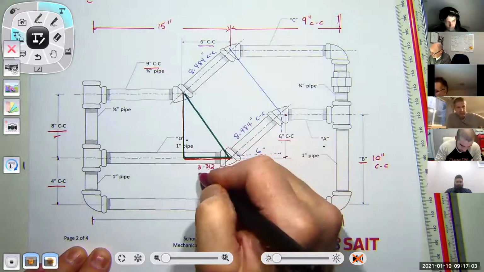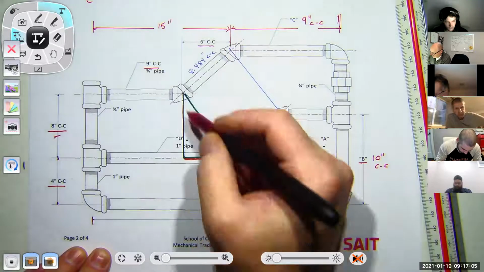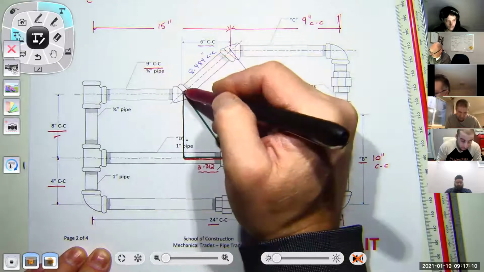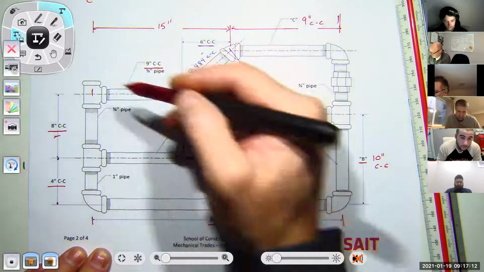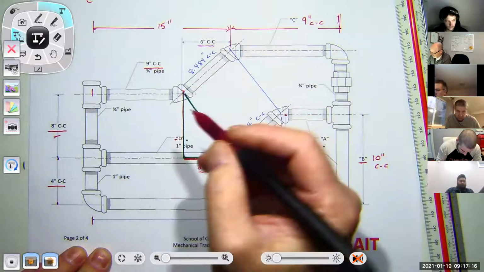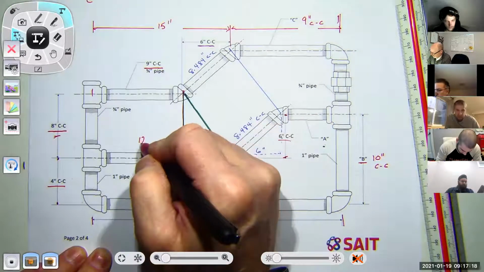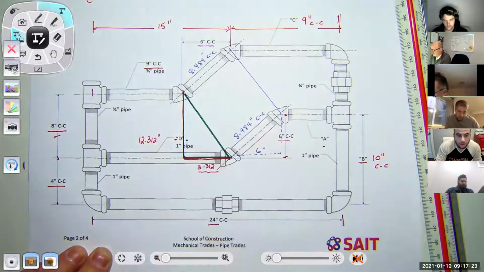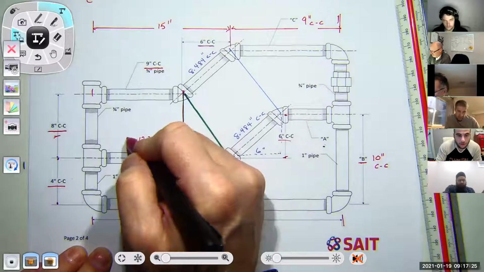And now I take the 3.312, add it to my 9 that is up top from this measurement to the center, making pipe D 12.312 inches is pipe D.